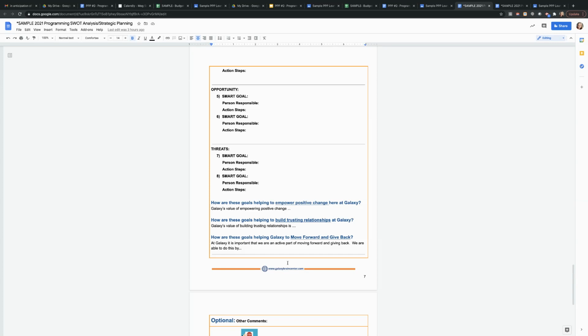This part also is looking at how these goals are helping to empower positive change. How are these goals helping to build trusting relationships? And how are these goals helping to move forward and give back?